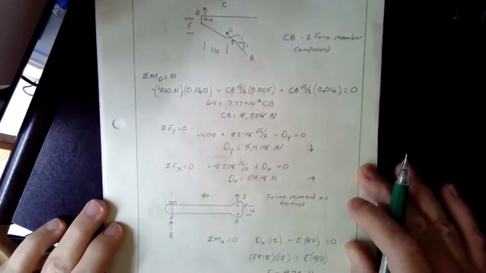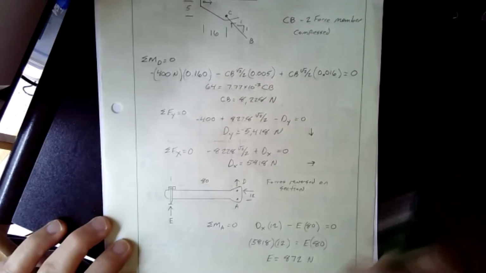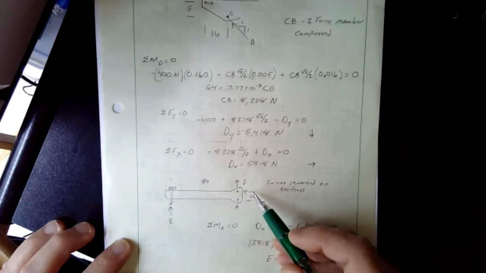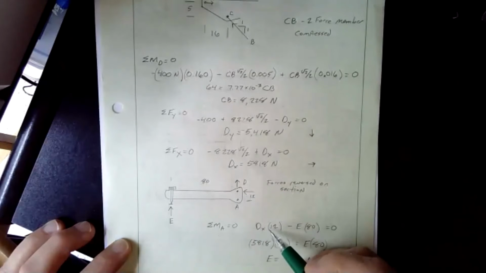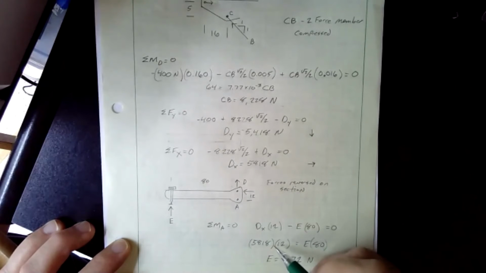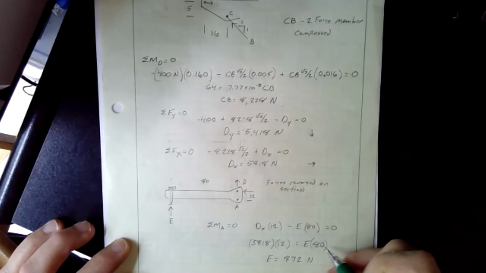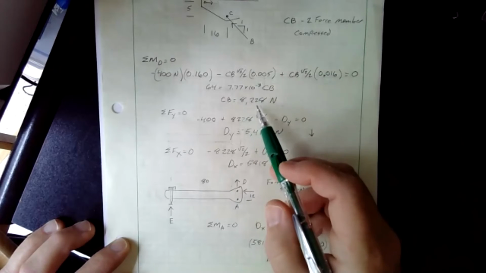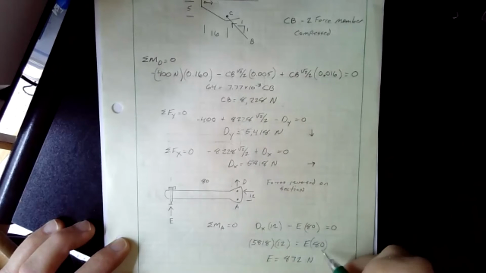Then the problem becomes fairly easy because D vertical goes right through A. So now we can just sum the moments about A, and all we have is D horizontal, and we know that value. So dx times 12 minus E times 80 equals 0. If we plug in 5818 times 12 equals E times 80. Up here, I could have converted or not converted; it would have come out the same either way. Whether you convert to millimeters or meters doesn't matter if you're just doing moments. So we end up with E equals 872 Newtons.